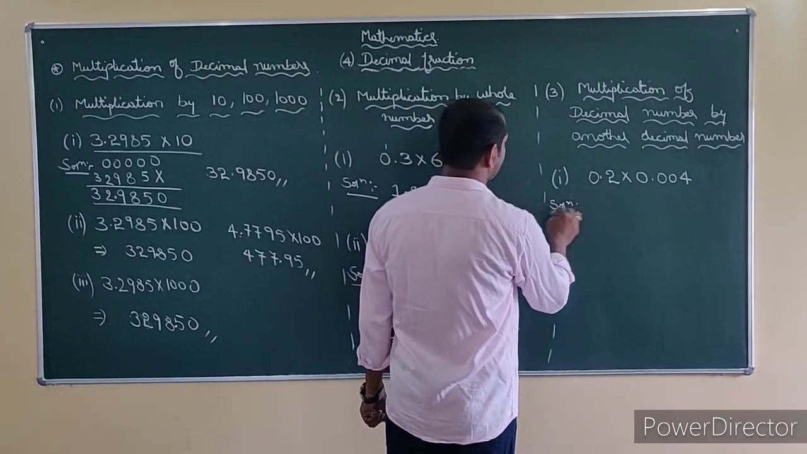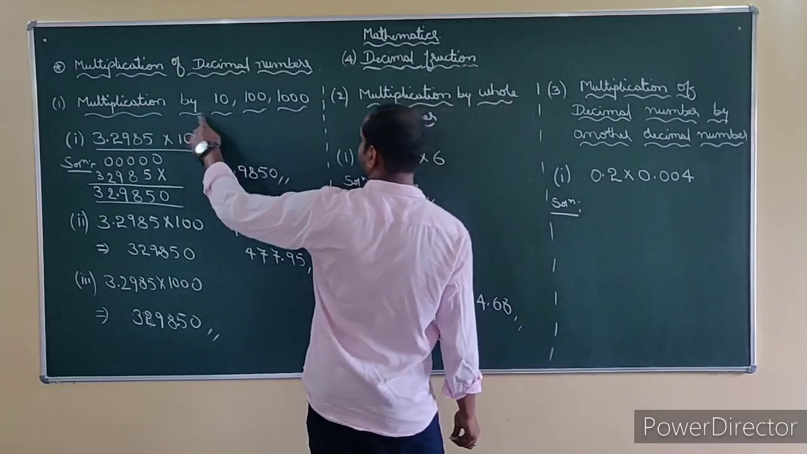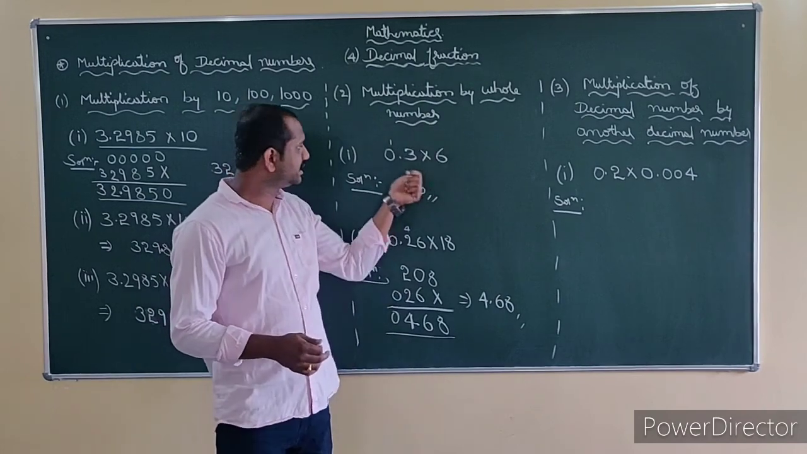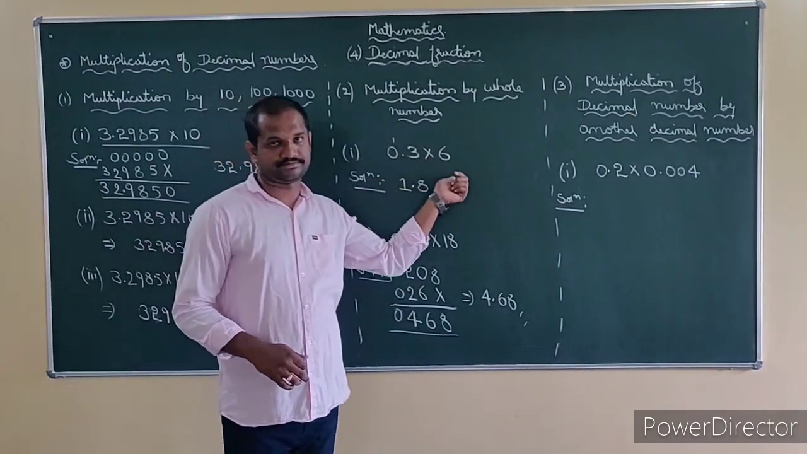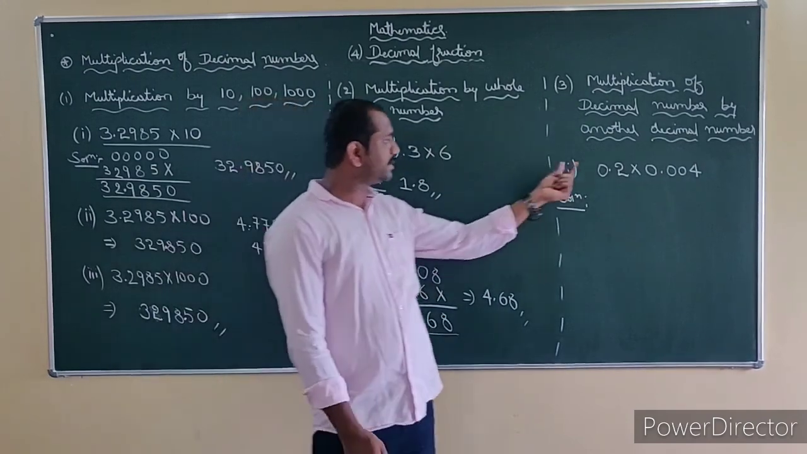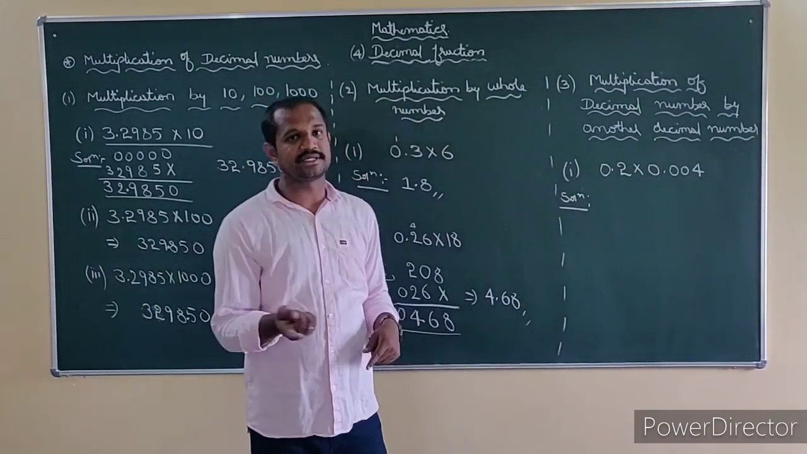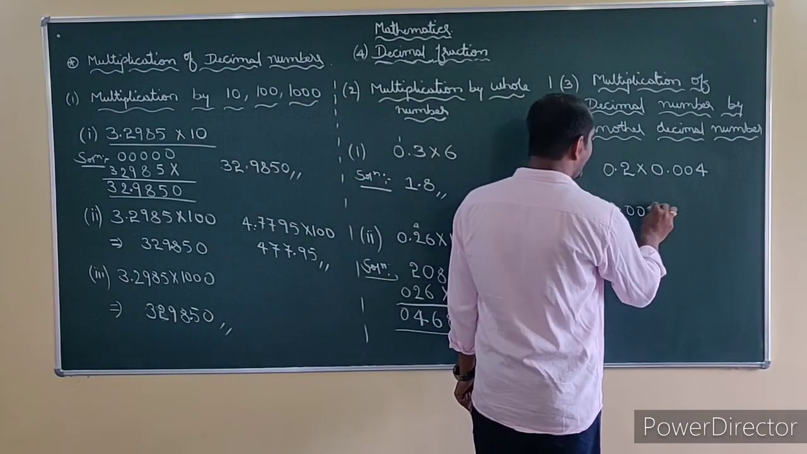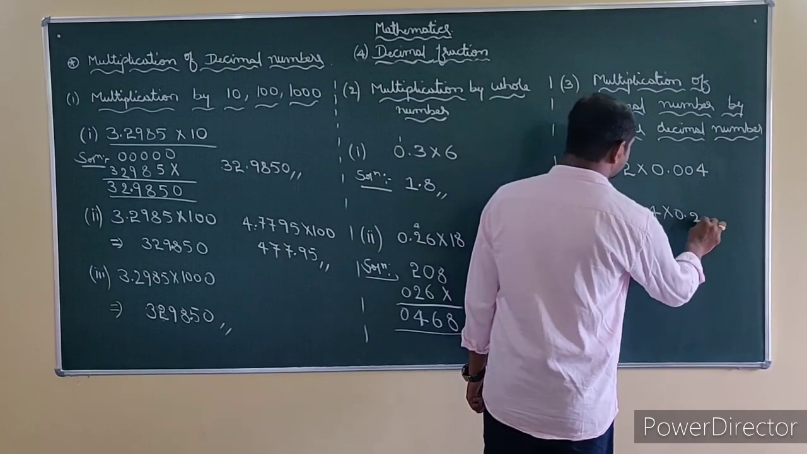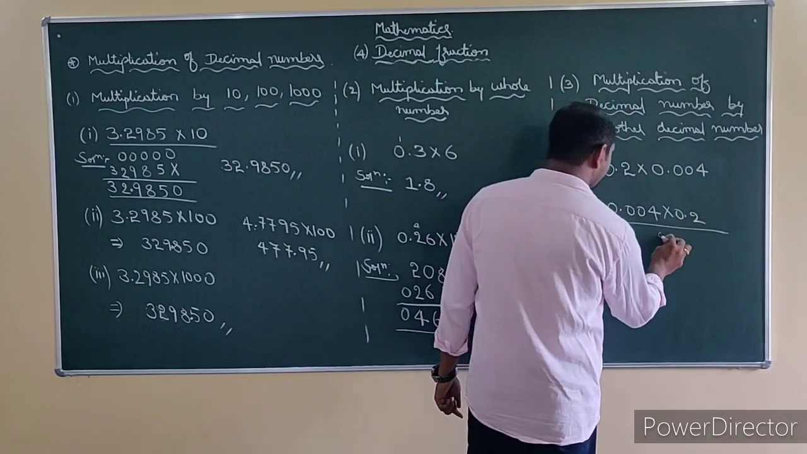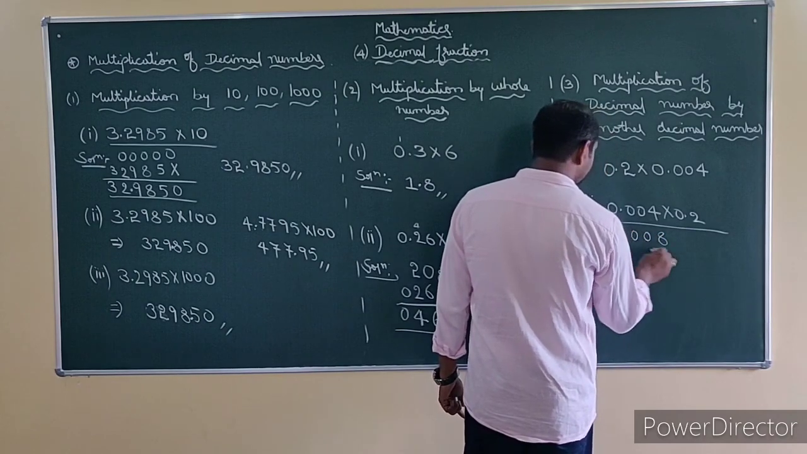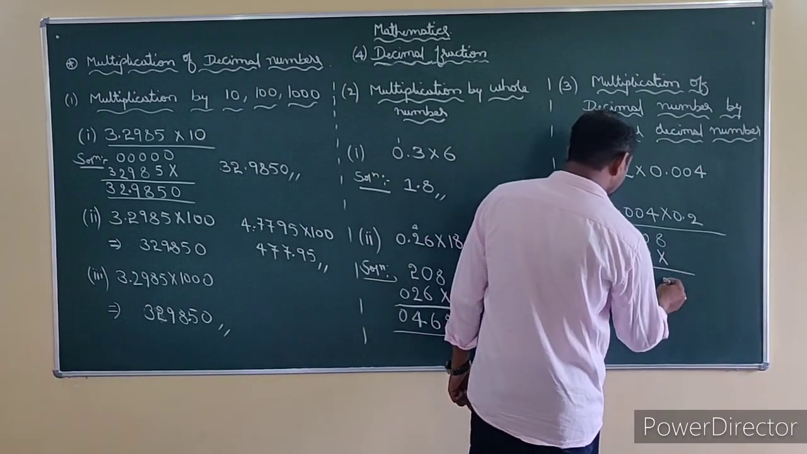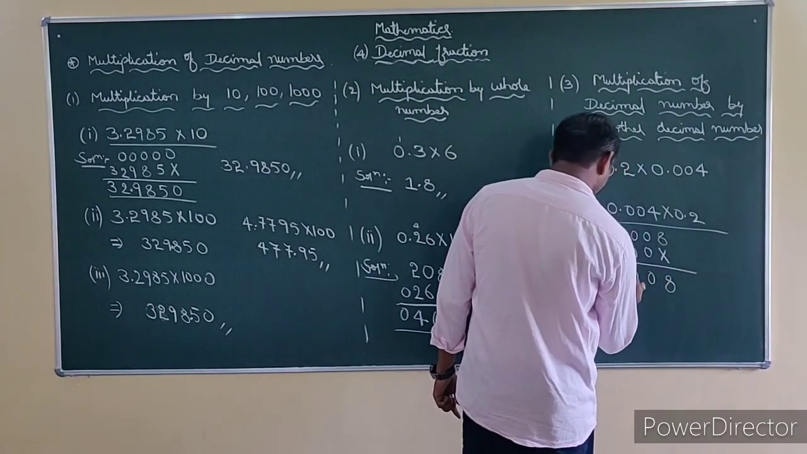See, in the first way, we did multiplication by 10, 100, and 1000. Next, we learned how to multiply a decimal and a whole number. Understand? Now we want to learn how to multiply a decimal number by a decimal number, both decimals. I will take the numbers 0.004 into 0.2. So we multiply 4 by 2 to get 8. Then the zeros: 1, 2, 3, 4. So we have 0008.